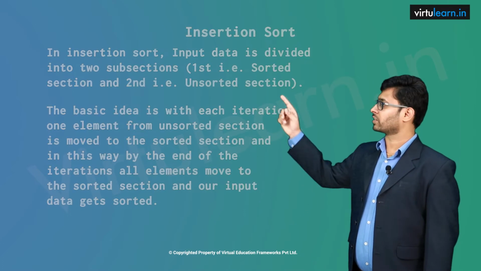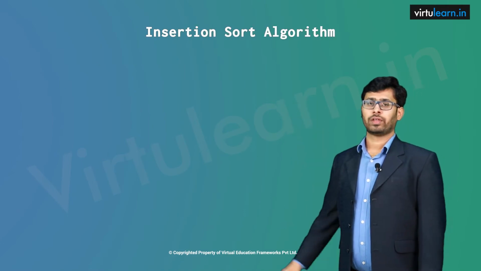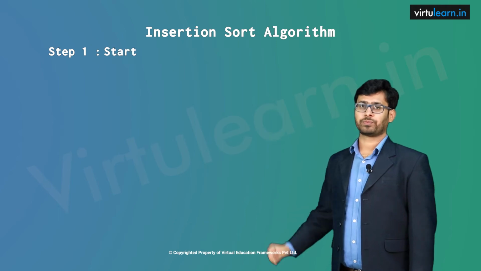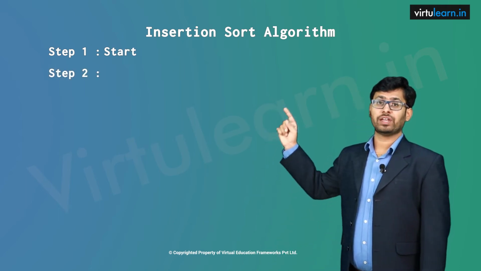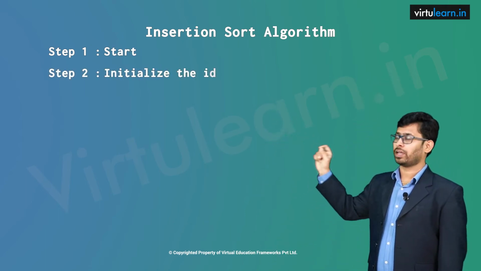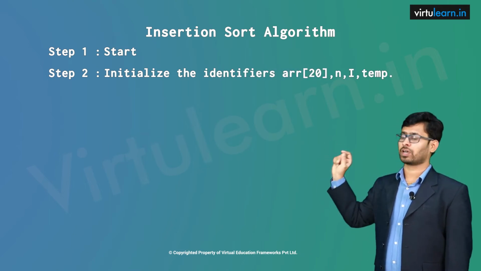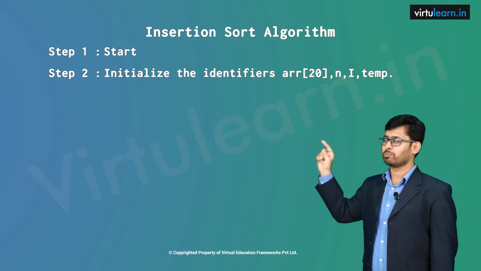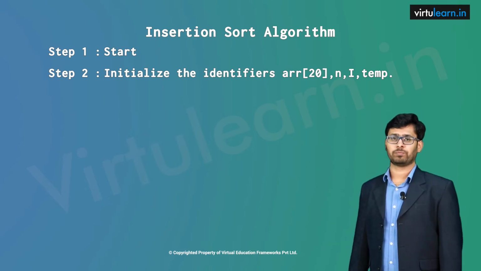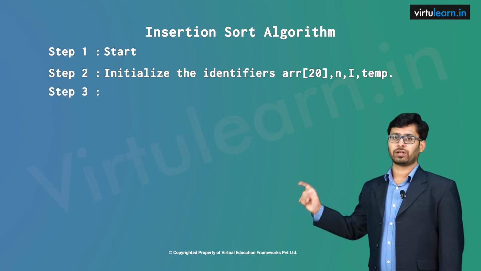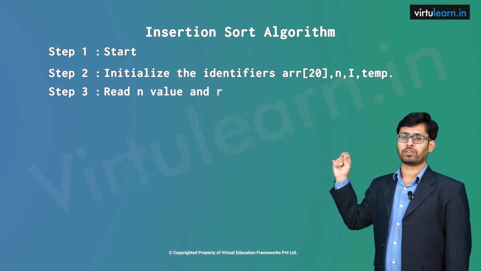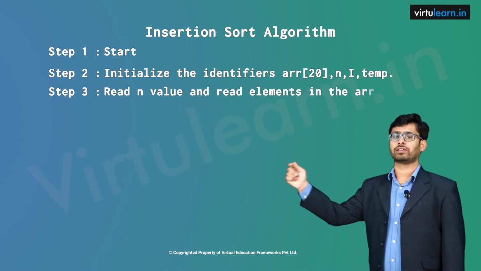Now let us see the insertion sort algorithm. Step 1 is start. Step 2 is initialize the identifiers like array of some size 20, n for number of elements, i for iterations, and temp for storing the temporary data. Step 3, read n value and read elements in the array till i is less than n.